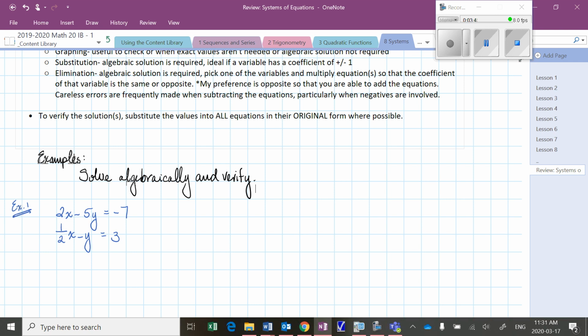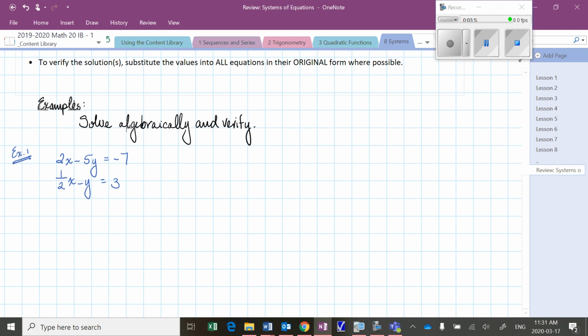And of course, to verify or check our solutions, we want to substitute the values into all equations, ideally in their original form, because that's where we may find any of the mistakes. If you're checking by substituting into a form where you've cleaned things up, then that might not catch an error if you were to have made one.